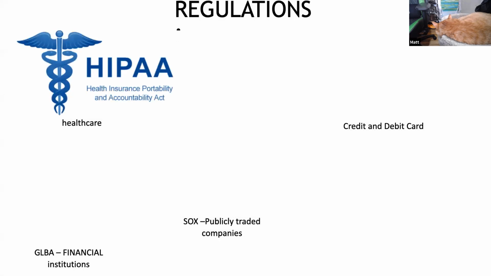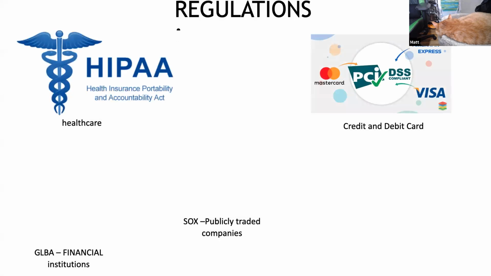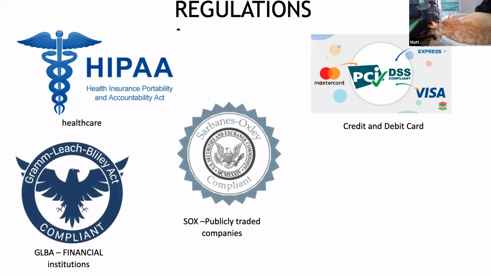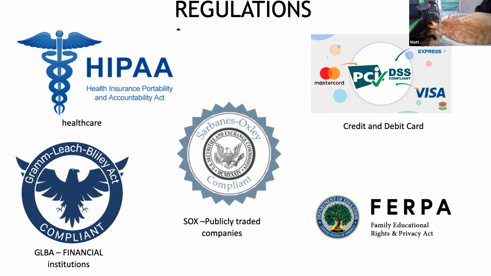Healthcare. I want you to know HIPAA. Credit cards, debit cards, PCI DSS. SOX, any publicly traded companies, right? That's Sarbanes-Oxley. And any financial institutions, you should be familiar with Gramm-Leach-Bliley. For education, stuff like FERPA.